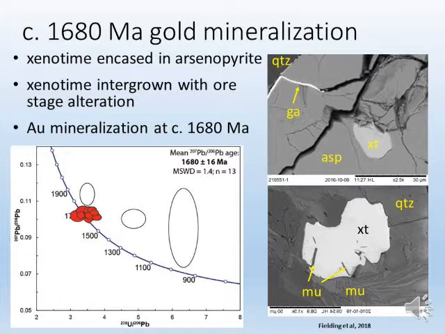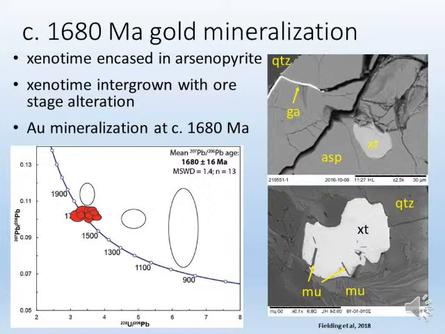So gold mineralisation we dated with xenotime, and we have ore stage alteration like muscovite intergrown with the xenotime, and we also have xenotime which is fully encased in the arsenopyrite as shown here. And so these indicate that the timing of xenotime and mineralisation was synchronous, and it's given us an age of 1680, which is the same as the timing of gold mineralisation at Paulsens, the second event, and we're associating this with fault reactivation, which is likely to have occurred during the Mangaroon orogeny, which is 1680 to 1620 MA.